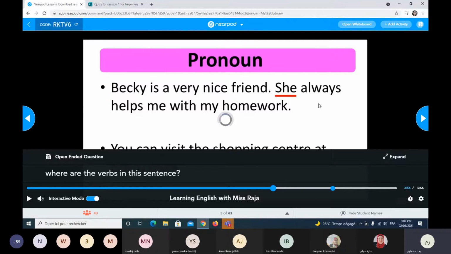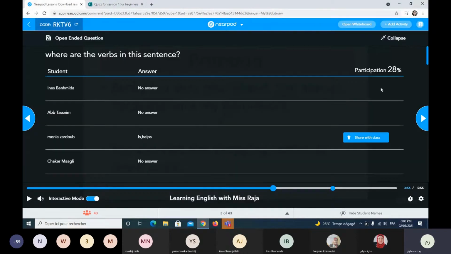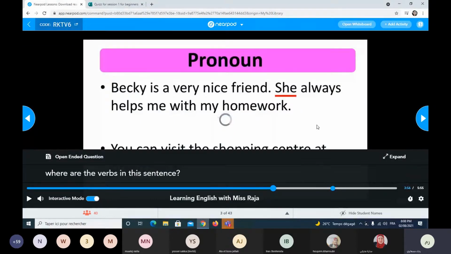So, what are the verbs in the first sentence? Becky is a very nice friend. So I repeat, where are the verbs in the sentence? Becky is a very nice friend. She always helps me with my homework.